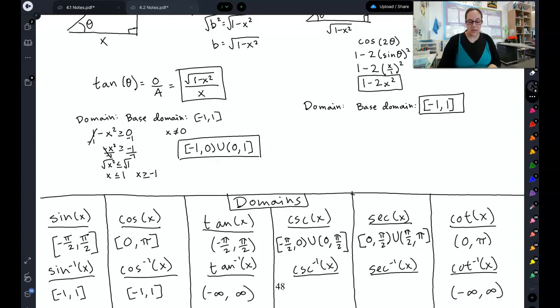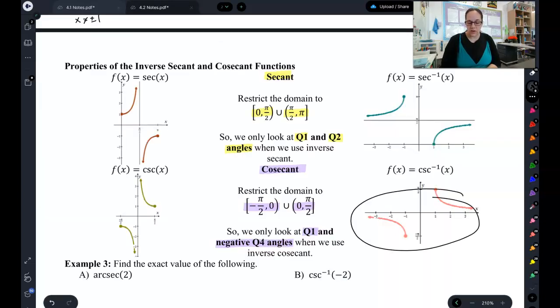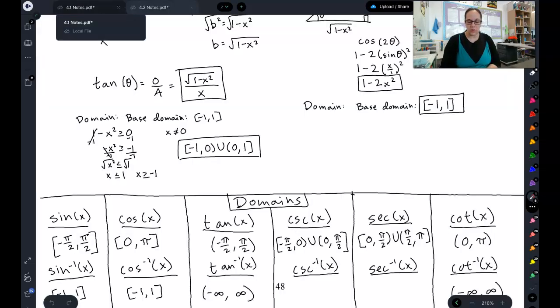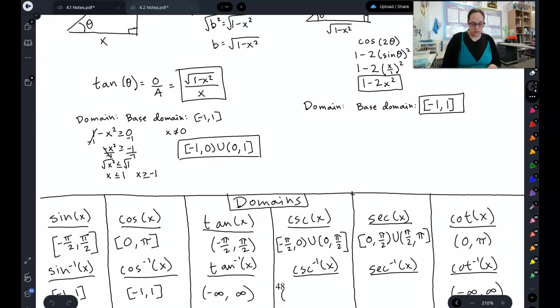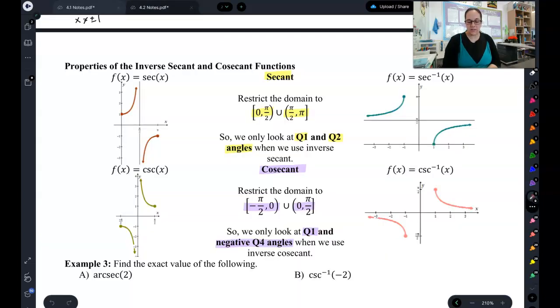Now let's look at the cosecant and secant inverse graphs and look at their domain. So here's my cosecant graph. My domain looks like from negative infinity up to negative 1, and then from 1 to infinity. And those ones are included. So negative infinity up to negative 1, and then 1 to infinity. And for arcsecant, same thing, negative infinity up to negative 1, and 1 up to infinity.